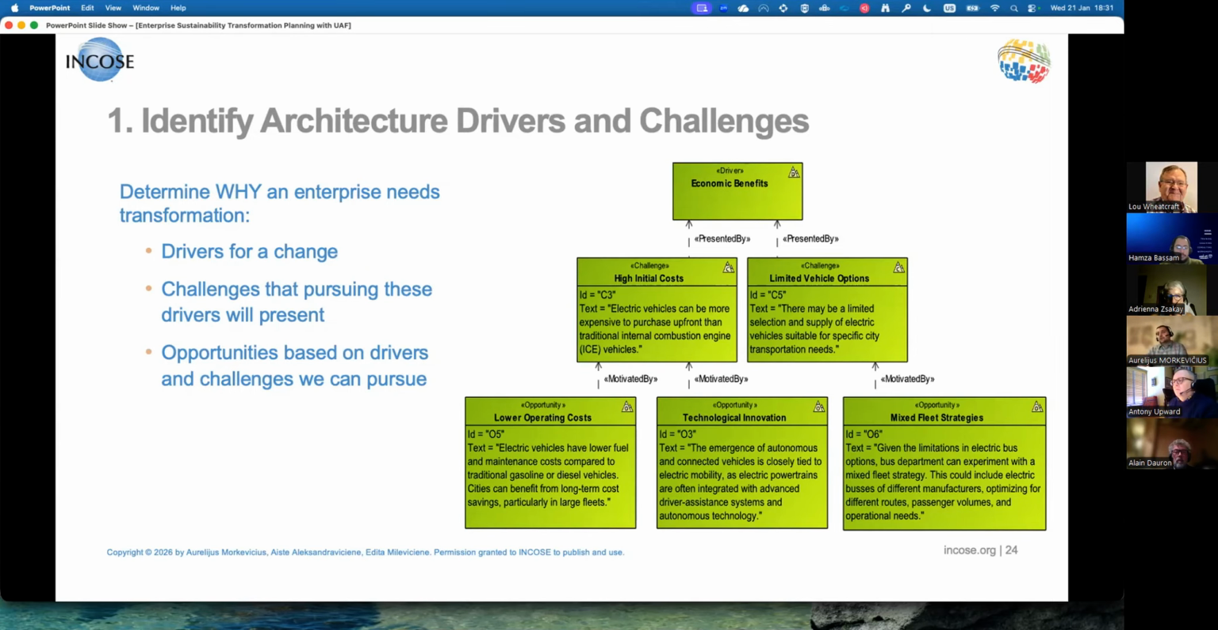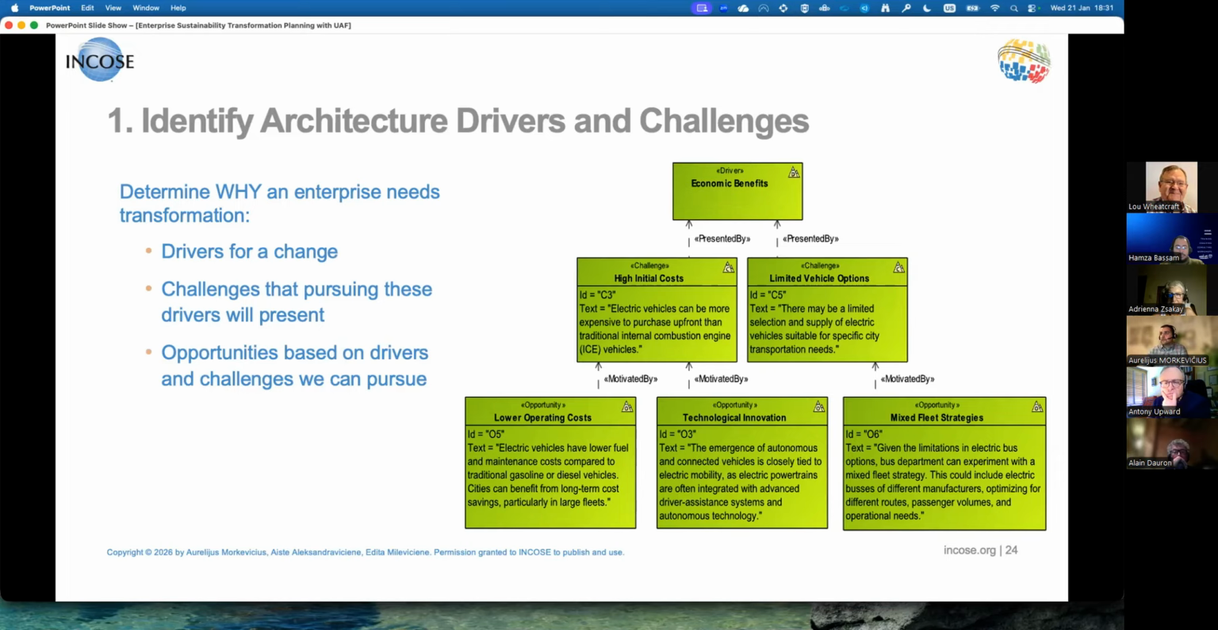So as I showed you the process steps a little bit in the previous slides, the first step is to identify the drivers and challenges. It's really the strategic analysis we need to do before we go into a more detailed description of a change. So why do we need transformation? What are the drivers for change? What are the challenges that these drivers present, and what are the opportunities that these challenges bring us?